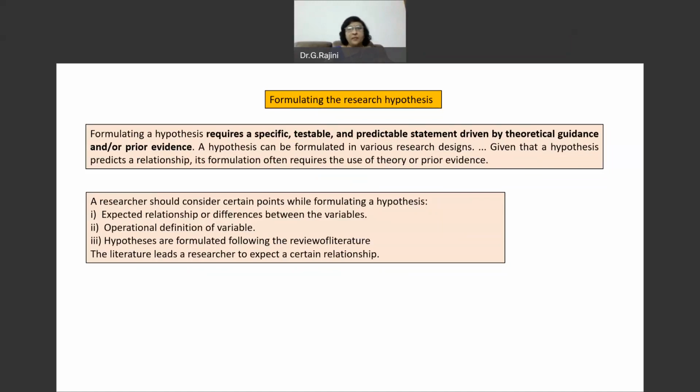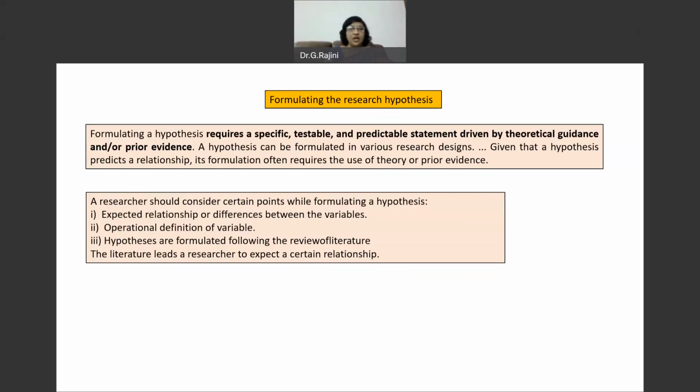Okay, so the hypothesis can be formulated in various research designs. Given that a hypothesis predicts a relationship, its formulation often requires the use of theory or prior evidence. Okay, it should have a base when you frame a hypothesis. That's the reason why I told you in the last session, review of literature is very, very important. Okay, so what are the points that a researcher should ponder in mind while formulating a hypothesis?